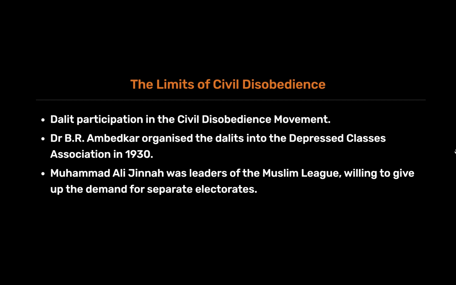Dalit participation in the civil disobedience movement was therefore limited, particularly in the Maharashtra and Nagpur region where their organization was quite strong. Dr. B.R. Ambedkar, who organized the Dalits into the Depressed Classes Association in 1930, clashed with Mahatma Gandhi at the Second Round Table Conference by demanding separate electorates for Dalits.